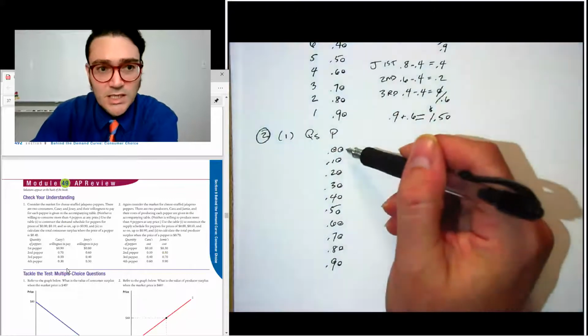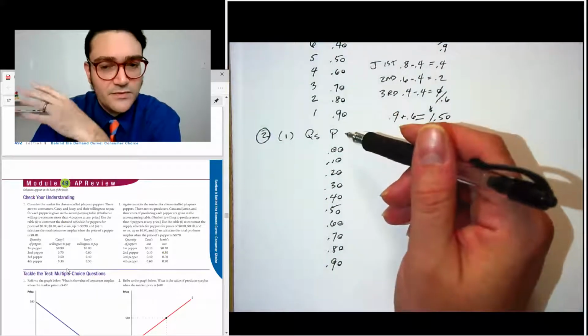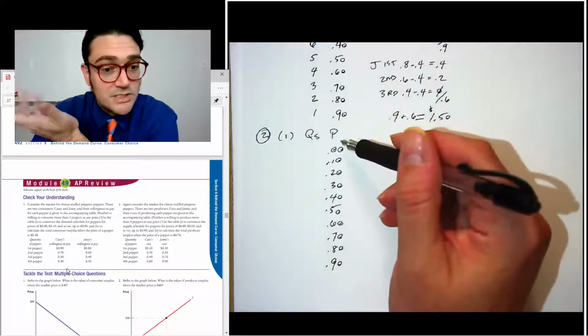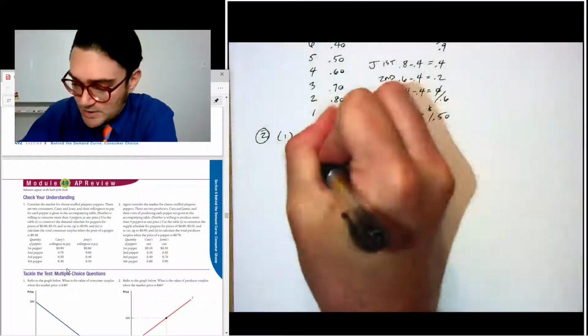So is she willing to sell any for 0? No, because it exceeds her cost. So Kara won't sell anything for 0. Jamie also, her cost is 30 cents, so she's not going to sell anything either. So we would say quantity supplied 0.